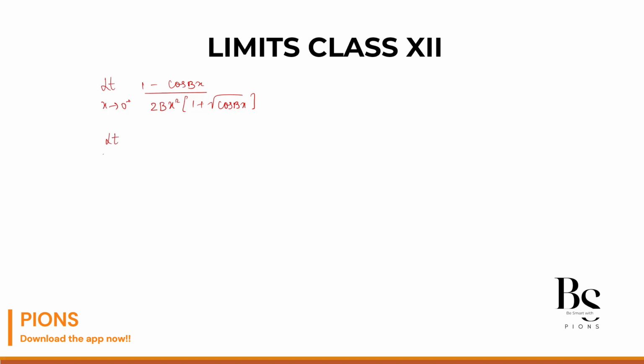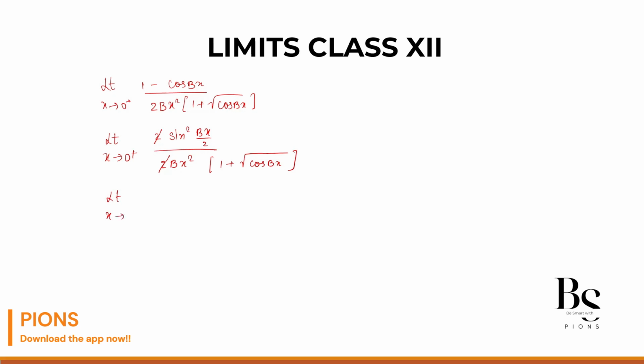So 1 minus cos bx is nothing but, simplifying that, it will give us 2 sine square bx by 2 whole divided by 2bx square. And you have this parameter. You don't have to worry about this parameter because it will not give you 0, because there is a plus in between, and cos, when you put x as 0, it will give you 1. So don't worry about this bracket term. Let's simplify the other terms.